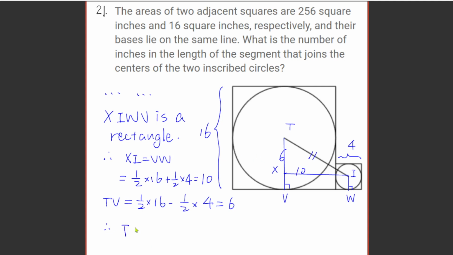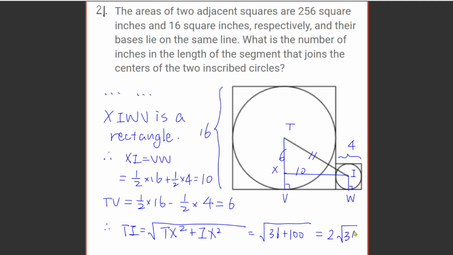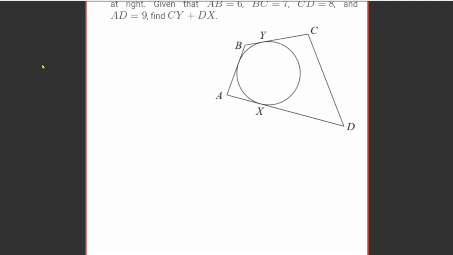Therefore, we can easily find the length of TI, which is the square root of TX squared plus IX squared, which equals the square root of 16 plus 100. And that's 2 square root of 34, right? Any questions? Alright, if no questions, let's have a look at the next one.